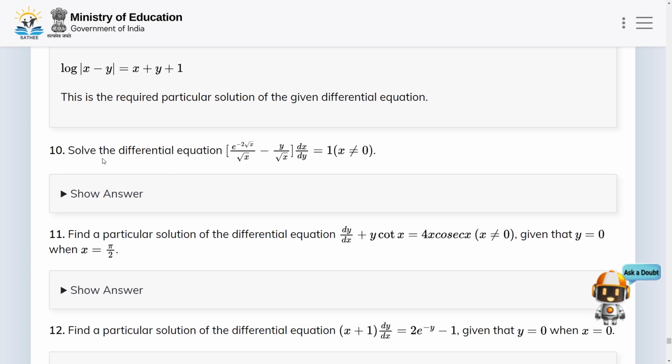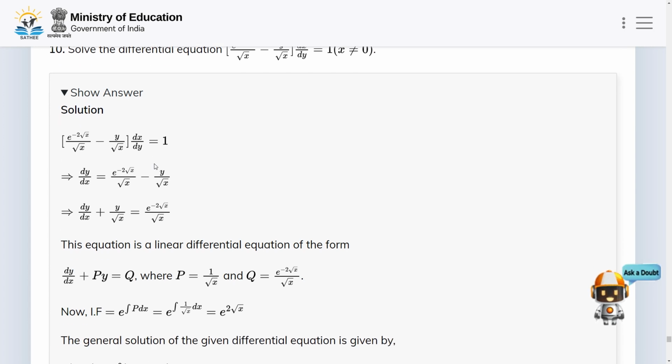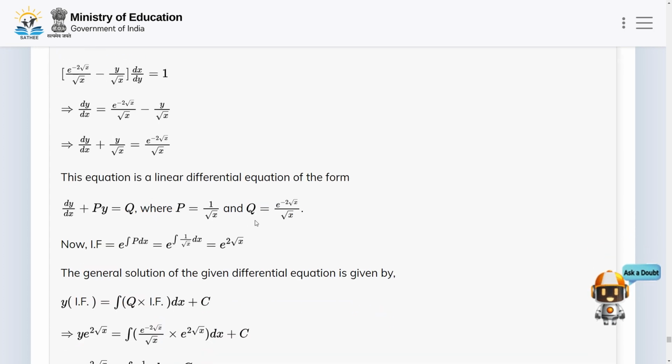10th problem. Solve this differential equation. In order to solve this, first we have to know that dy by dx can be rewritten as e power 2 root x divided by root x minus y divided by root x. Rearrange some terms. Now you can see that this form is a first order linear differential equation. This means p will be 1 by root x, q will be the right hand side term.